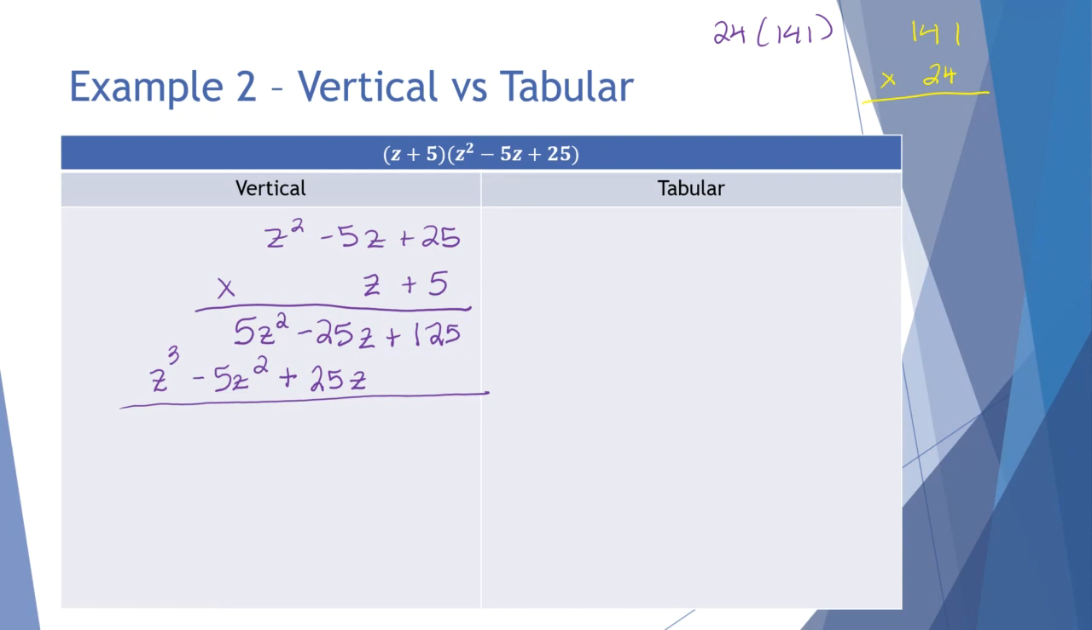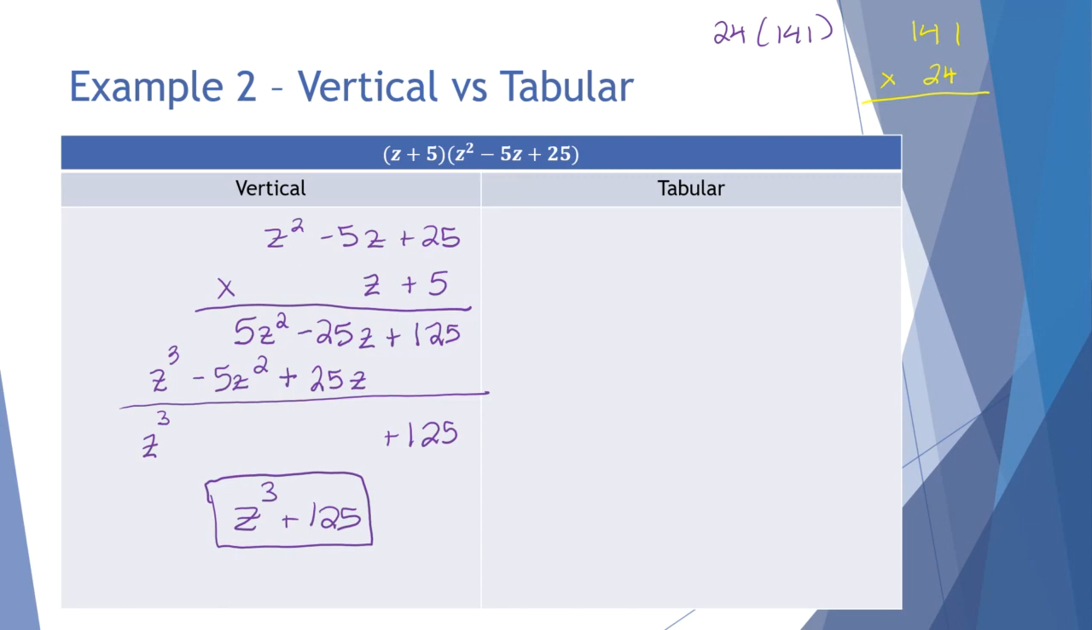Now that I've lined everything up, now you add going down. So I have z cubed, 5 minus 5 is 0, negative 25 plus 25 is 0, plus 125. So my answer is z cubed plus 125. So that's using the vertical method.